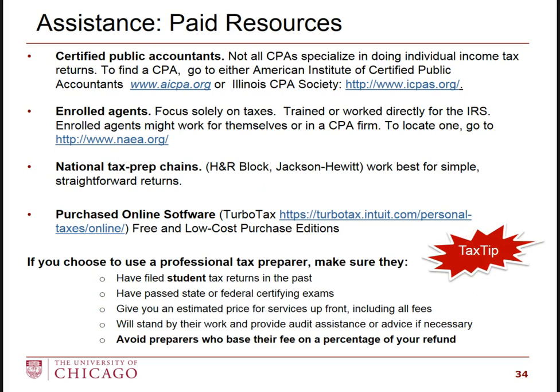There are also many national tax preparer chains that offer you assistance and work best for simple, straightforward returns. Also, you may choose to purchase online software yourself to complete your tax return. If you do choose to use a professional tax preparer, make sure they've done student tax returns in the past, give you an estimate up front, and will stand by their work and provide audit assistance.